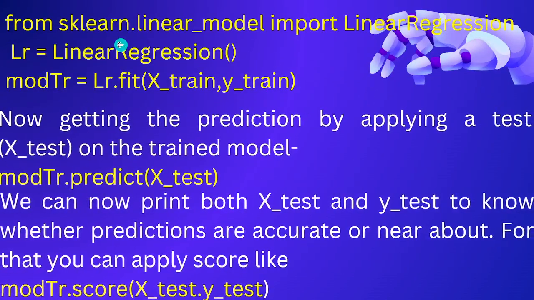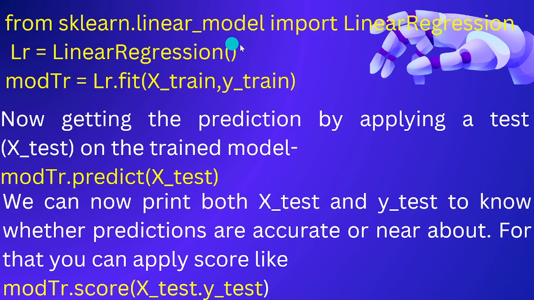So this is a statement: from sklearn.linear_model import LinearRegression, and we are going to create the object lr is equal to LinearRegression. This is a function, and now we are going to train the model. So how to train the model?